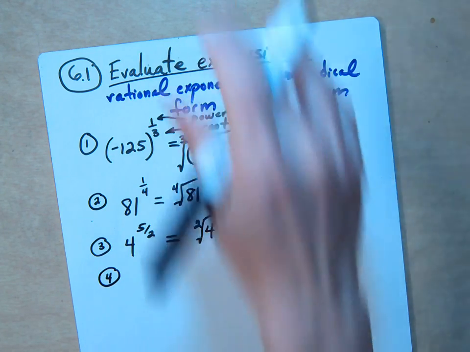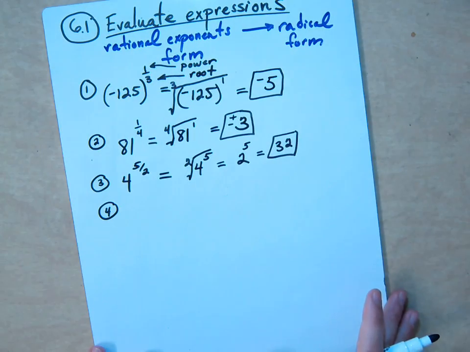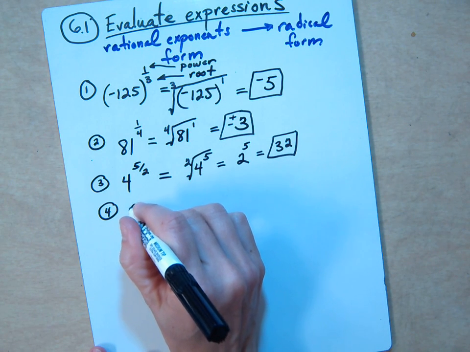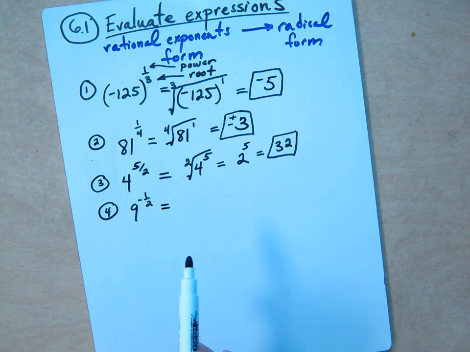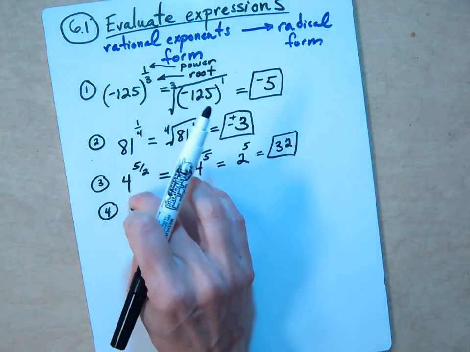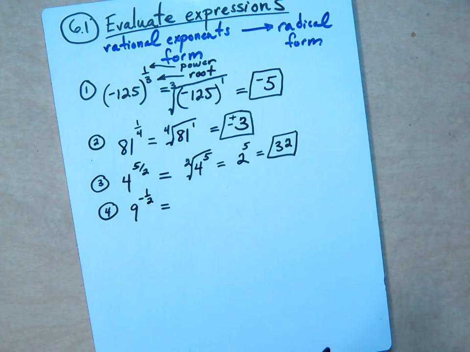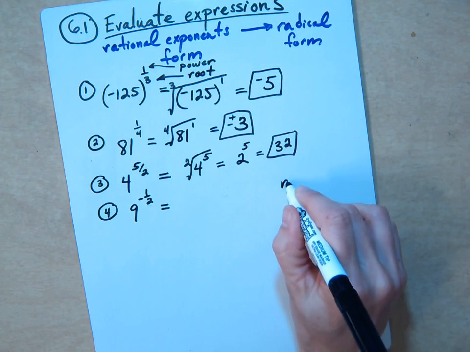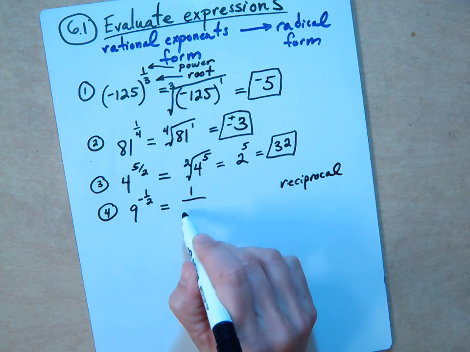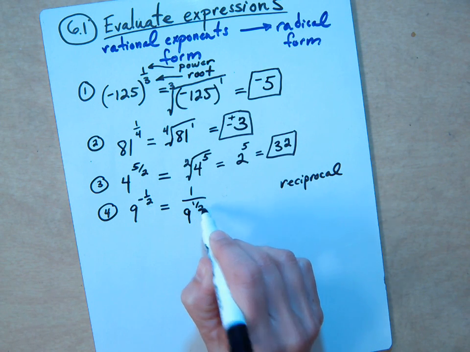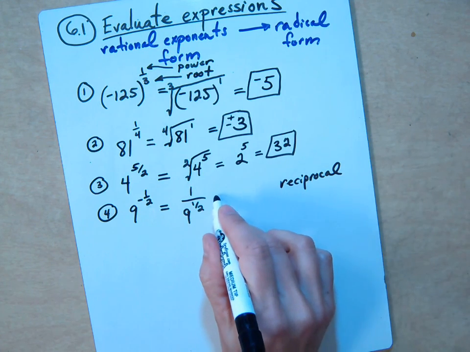You're multiplying 2 by itself 5 times. Let's throw something a little bit different in here. Let's try 9 to the negative 1/2 power. Okay, the little thing that's different is you have a negative exponent. So how do you make a negative exponent positive? You take the reciprocal. The word is reciprocal. That means you put 1 over the number. So you go 1 over 9 to the positive 1/2 power. That's the first thing. You don't want answers with negative exponents.